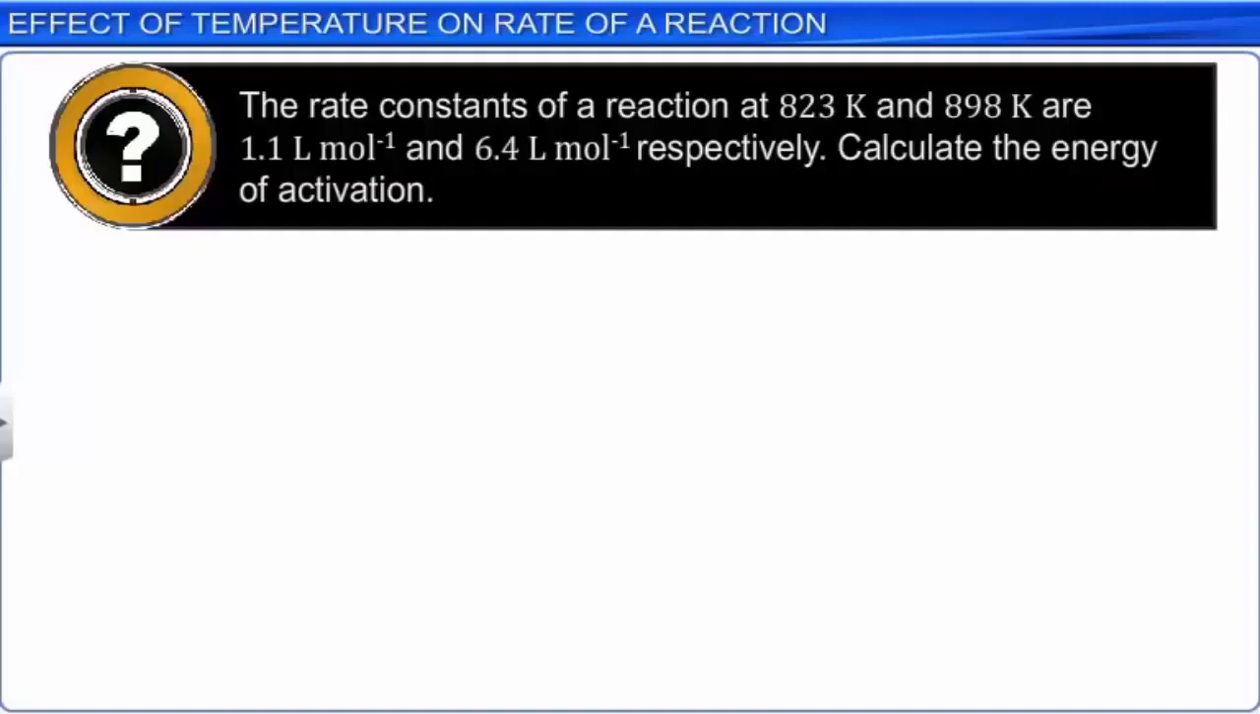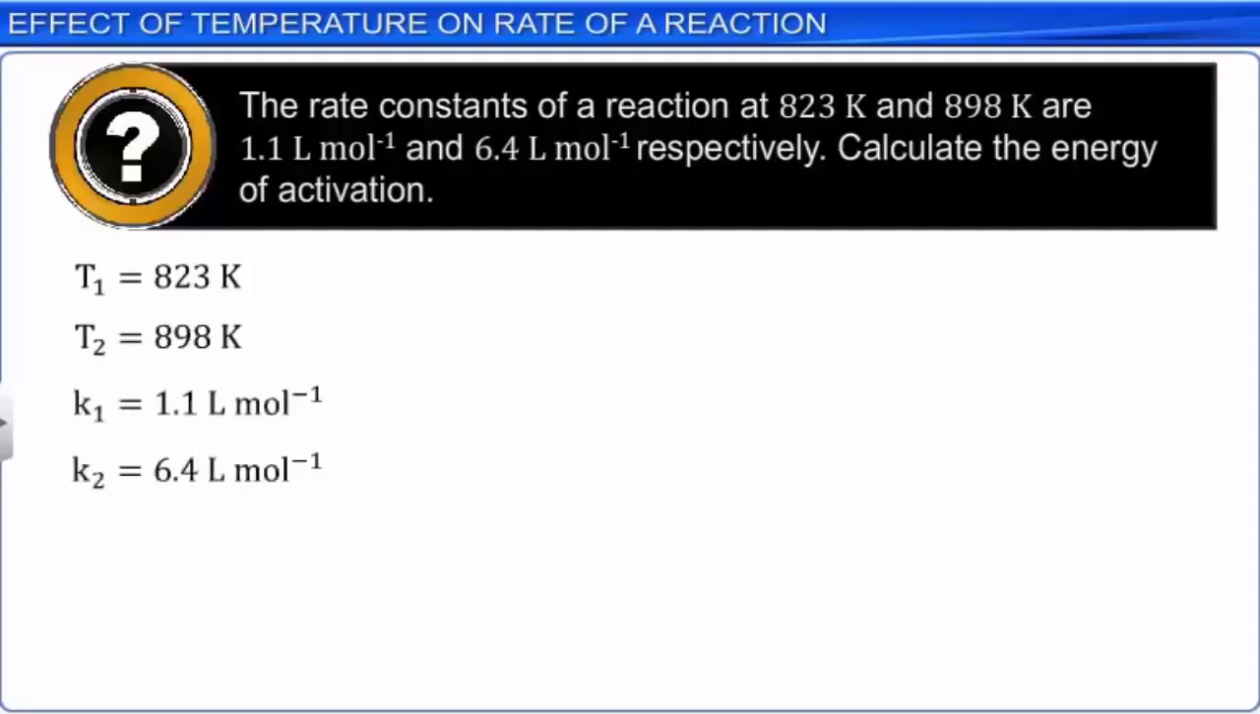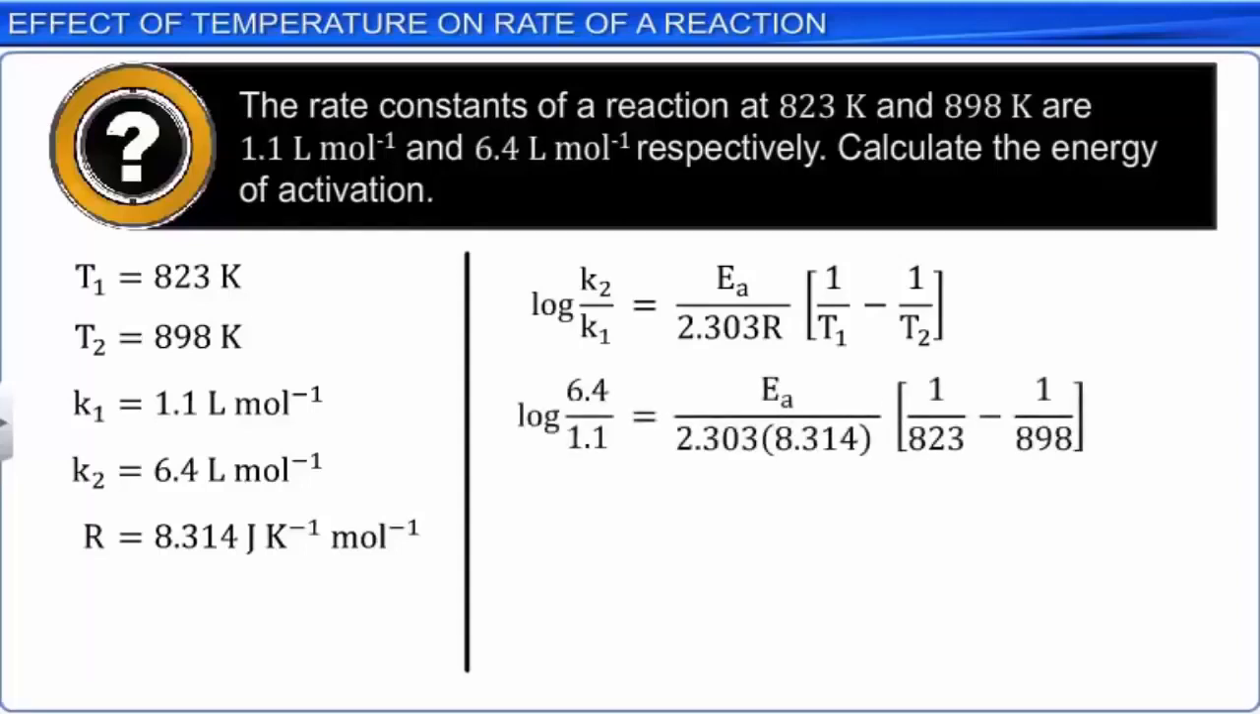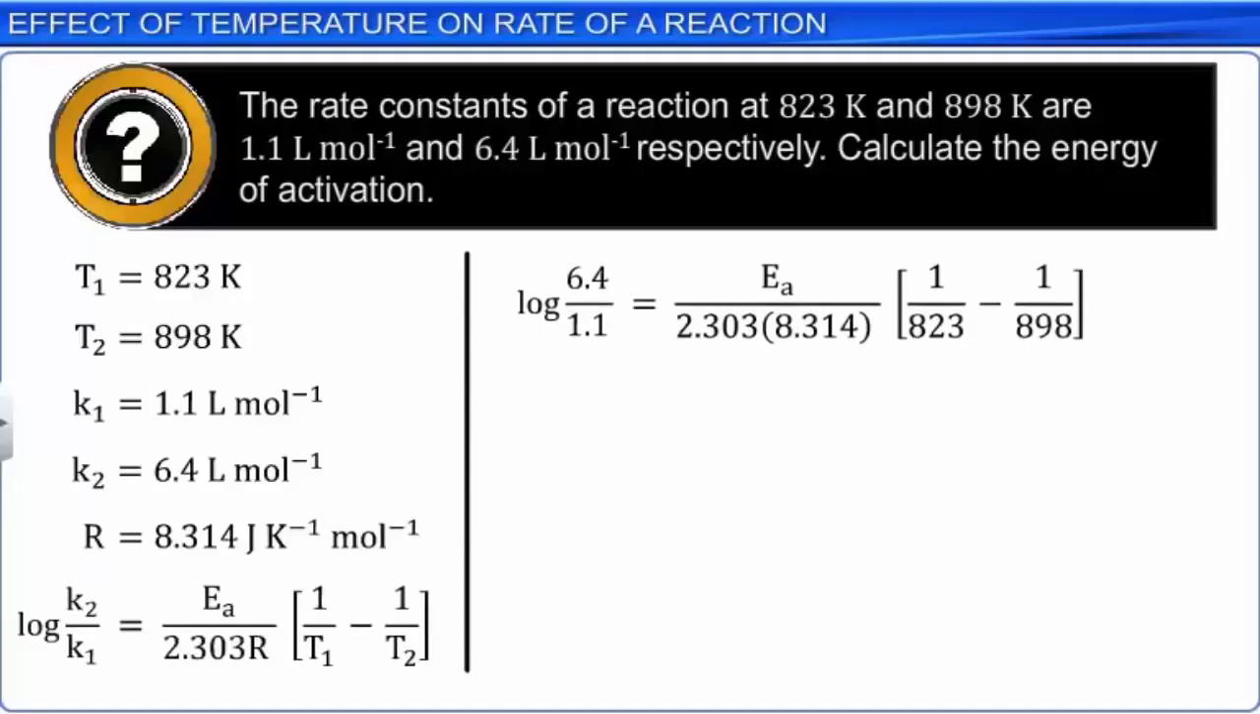The first step involves writing the given values of T1, T2, K1 and K2 respectively, and the value of R in joules per Kelvin per mole as shown. The second step involves writing the Arrhenius equation at two different temperatures as shown. The third step involves substituting all the given values in the equation. On substituting and solving, we get Ea is equal to 1.4 multiplied by 10 to the power 5 joules per mole.